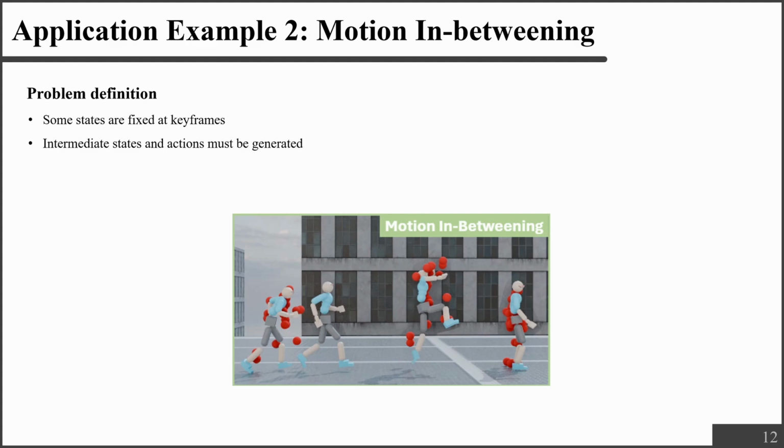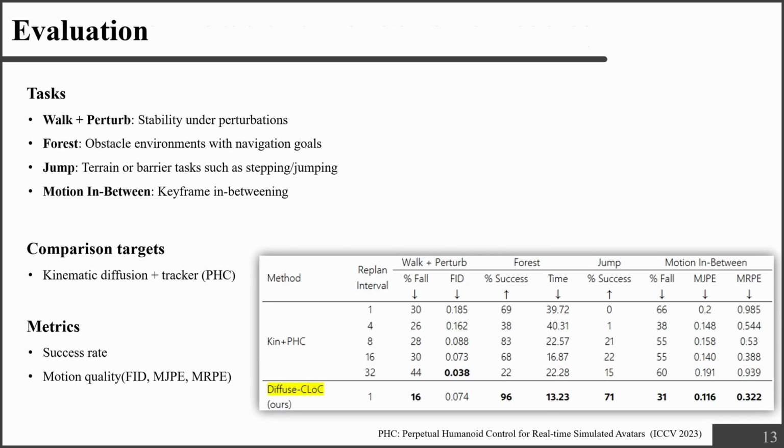Here the constrained variables are keyframe states, and the unconstrained variables include intermediate states and the actions needed to realize them. The method aims to produce in-between segments that satisfy the keyframes and remain executable in simulation without relying on an external tracking controller to correct the inconsistencies.